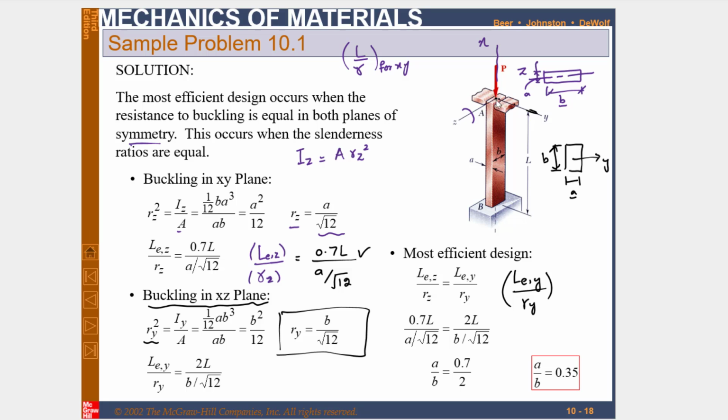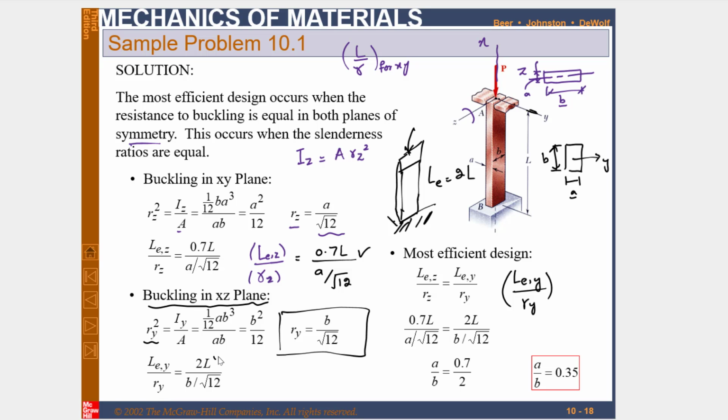So it means that this end is free while the B end is fixed. So it will be a column with one end free and the other end fixed. We have already discussed that in such a case, if one end is free and the other end is fixed, the effective length is equal to 2L. So you can see LEY over RY is equal to 2L divided by the radius of gyration about the y-axis.